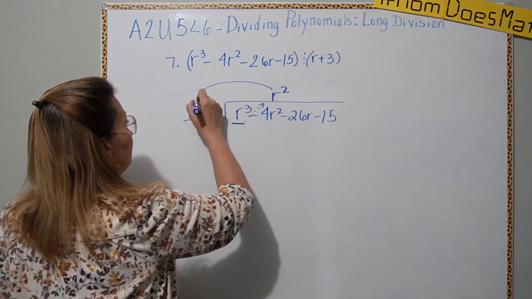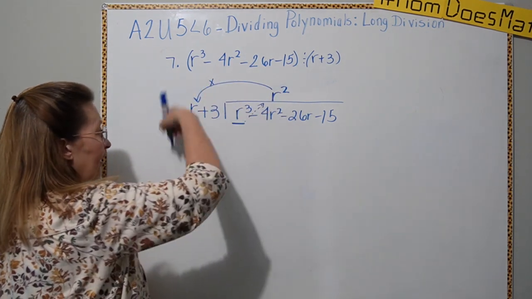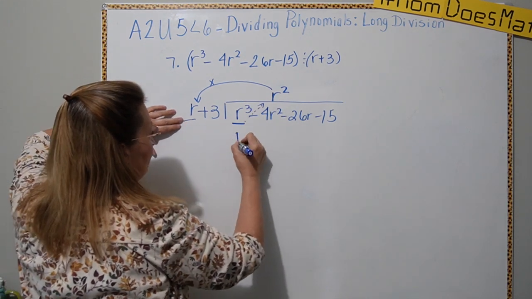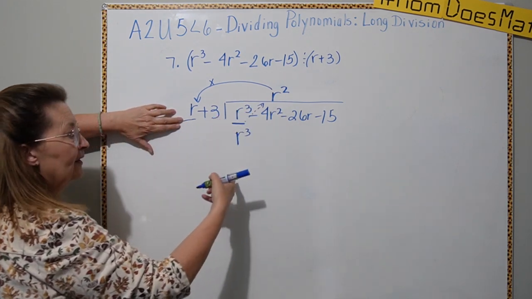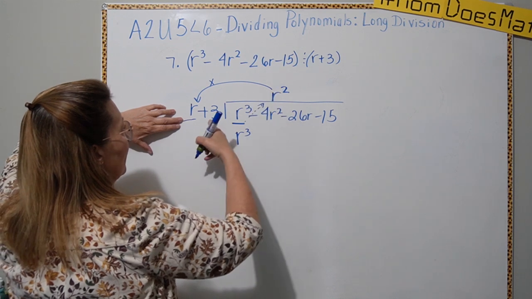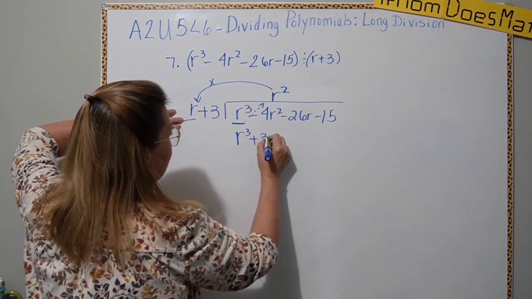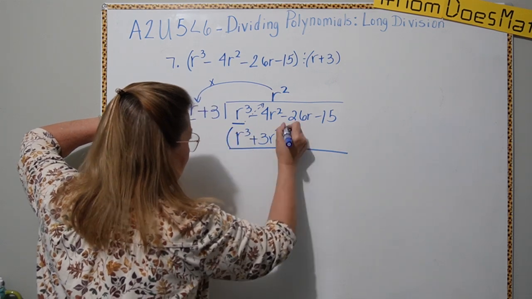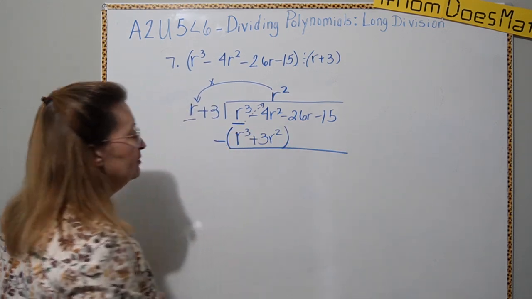Now, just like with the other one, we're going to multiply, come back around. r squared times r is r to the third. So we're going to keep it lined up. And then r squared times 3 is plus 3r squared, okay? Now, just like with the other method, we're going to subtract.